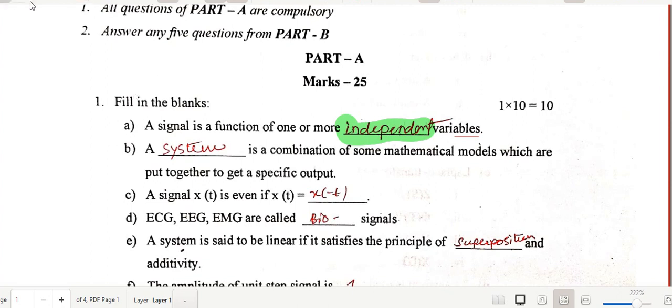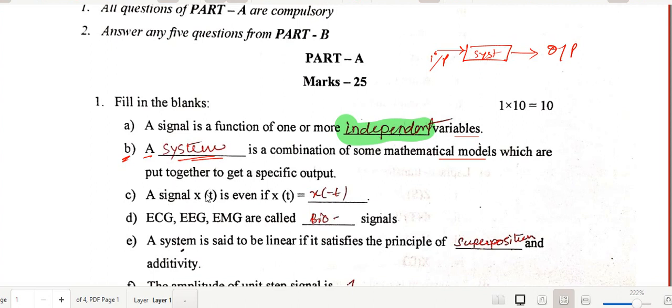The next question they're asking is, a dash is a combination of some mathematical models which are put together to get some specific output. So what is the combination of mathematical models? Basically a system. A system is a combination of mathematical models put together to get a specific output. That means from any system, you can give some input and you can get some output. So this is the input and this is the output. So a system is a mathematical model.